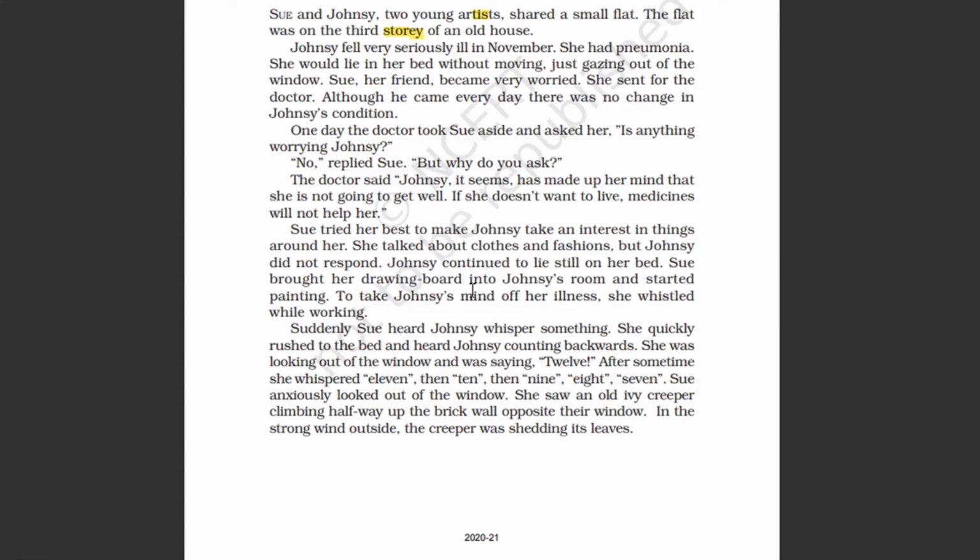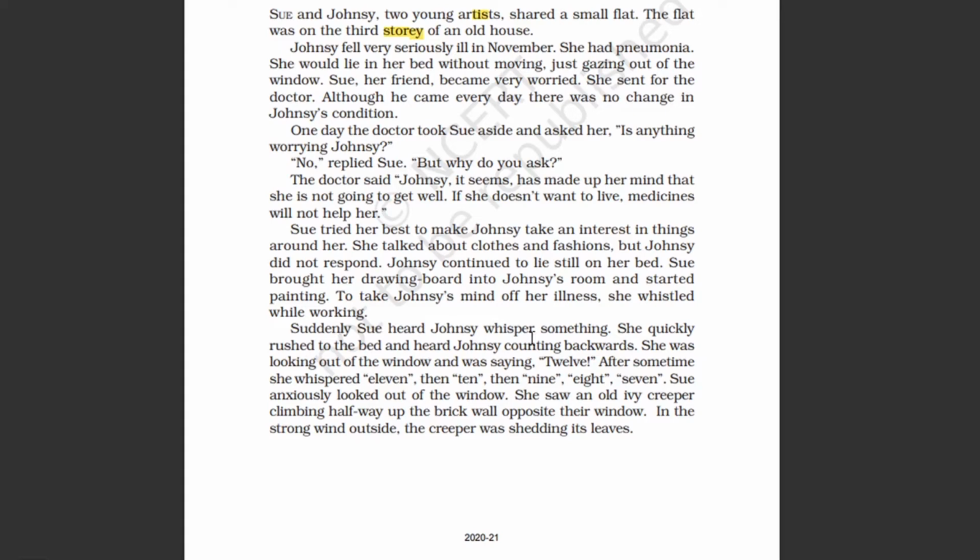Sue brought her drawing board into Johnsy's room and started painting. So, in order to overcome her weakness, Sue brought her drawing board also in Johnsy's room and she started painting there. To take Johnsy's mind off her illness, she whistled while working. तो उसका माइंड चेंज करने के लिए जब वो अपना ड्राइंग बोर्ड उसके रूम में ले आई थी तो वो ड्राइंग करते करते यानी कि पेंटिंग करते करते whistling भी करती थी in order to make her feel comfort.